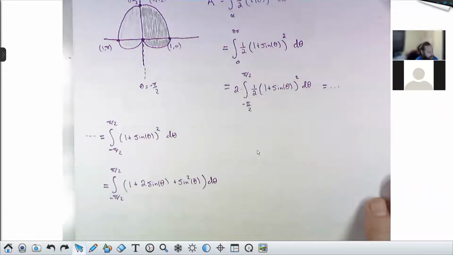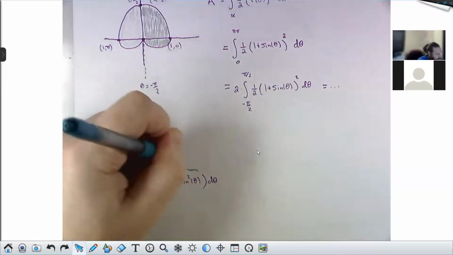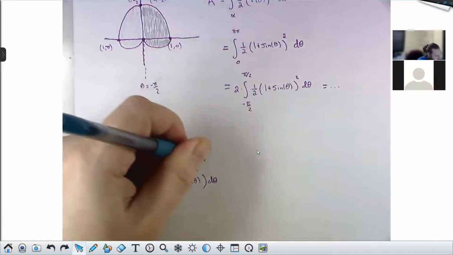And then the sine squared theta, right? We know how to integrate 1. We know how to integrate 2 sine of theta. How do you integrate the sine squared of theta? Who remembers that from section 7.2? Very good. Yeah, this is a half angle identity. So here we need to use the identity sine squared equals 1/2 times 1 minus cos 2 theta.